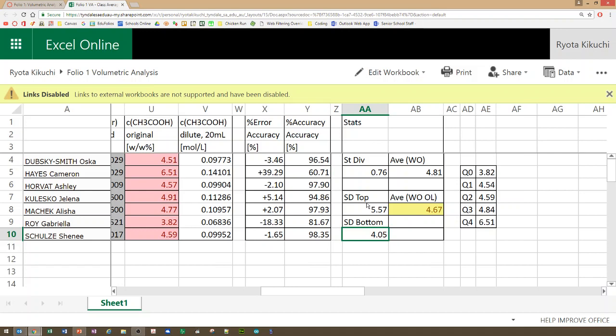So 5.57, for this case Cameron, you got 6.51, so that's outside of that. And anything that's below 4.05, so Gabby's value here, is an outlier compared to the class's average. Now that's where you can talk about the accuracy of your result. So Cameron, you have to talk about why your accuracy was off. Now accuracy is to do with systematic error. So you may have had an error within the equipment.